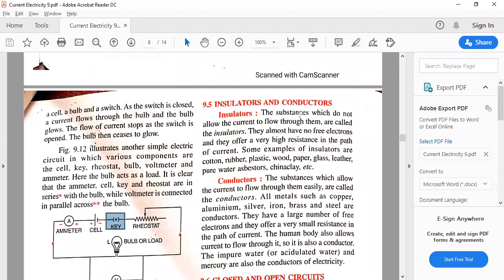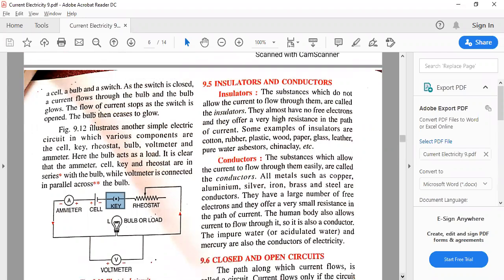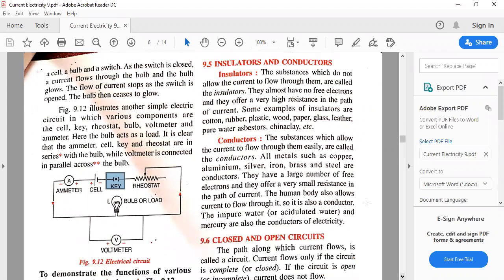Okay, now insulators and conductors. Insulator matlab the wood. Okay, so the substances which are not allowing the current to flow, therefore they will be having very high resistance. Okay, and almost no free electrons. Yes, so plastic, wood, paper, glass, leather, anything. But if you have free electrons in those insulators, you can actually conduct electricity.